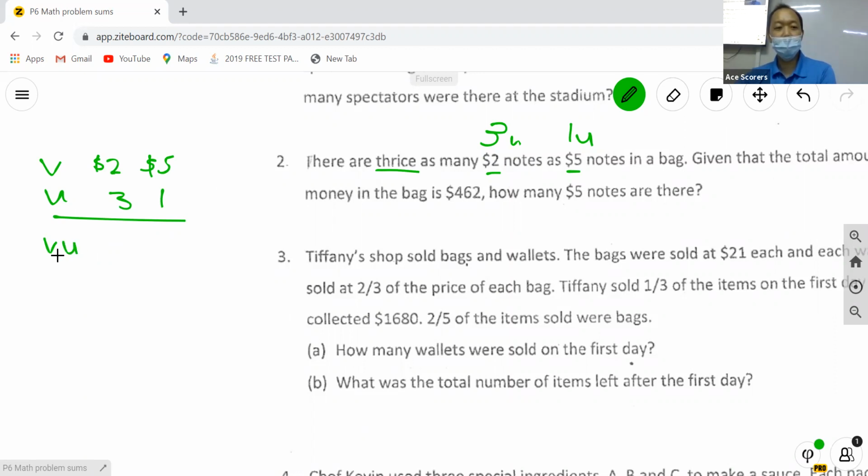5 VU lah. 2 times 3 lah. What's 2 times 3? 6. Yeah. What's 5 times 1? 5 times 1 is 5. Okay. So how many VU 这边有几个 VU?